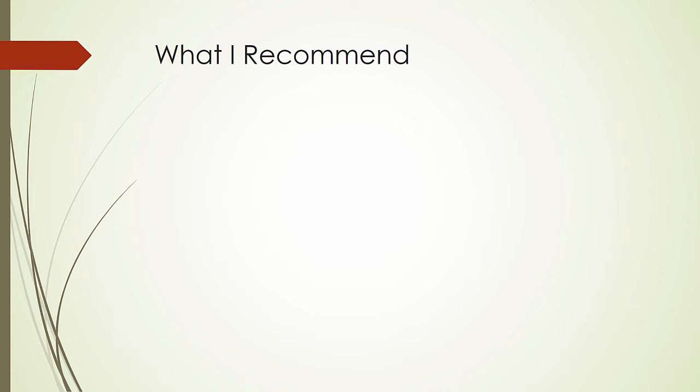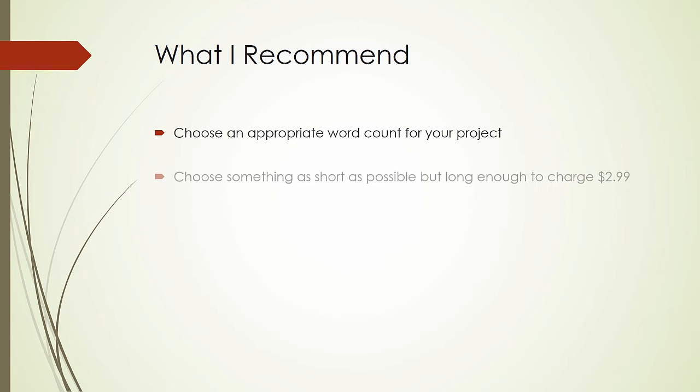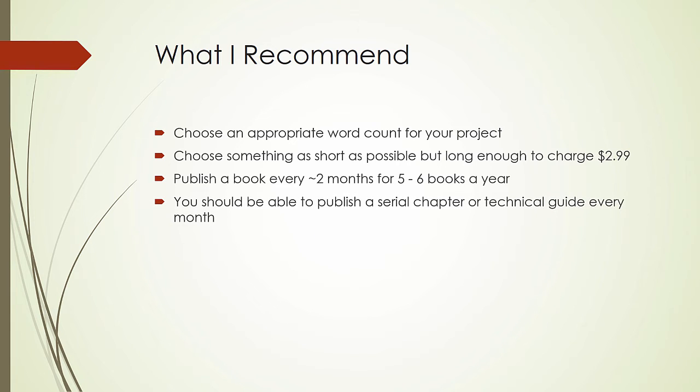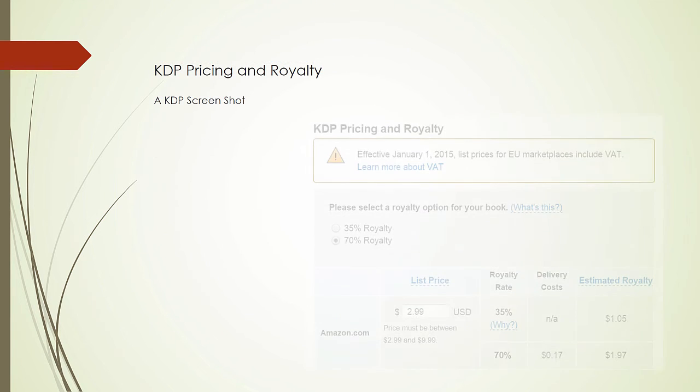Now, what I recommend you do, choose an appropriate word count for your project. Choose something as short as possible, but long enough to charge $2.99. Publish a book approximately every 2 months for 5 to 6 books a year. You should be able to publish a serial chapter or technical guide every month. Pick a publishing strategy that applies to your situation and charge $2.99.